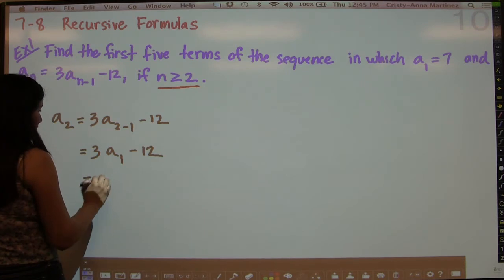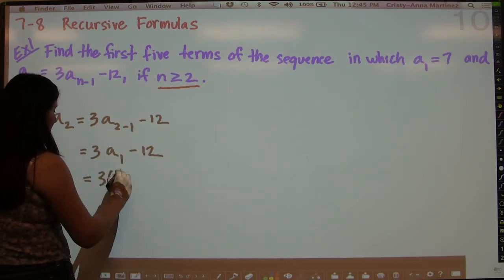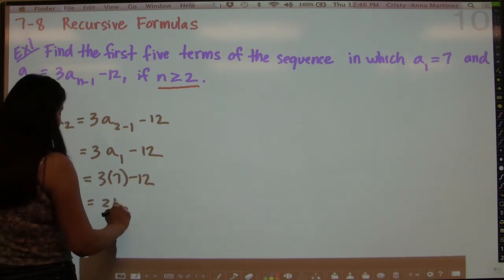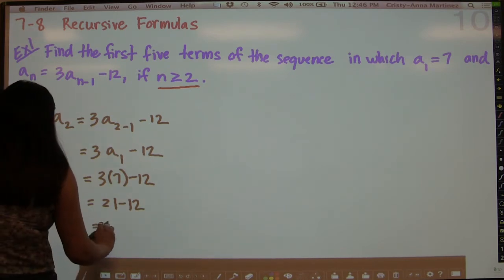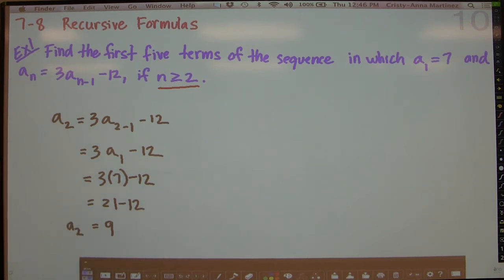And since we already know that a sub 1 is 7, we're going to go 3 times 7 minus 12. And 3 times 7 is 21. And 21 minus 12 is going to give us 9. So a sub 2 equals 9. And that's pretty much how you do this.